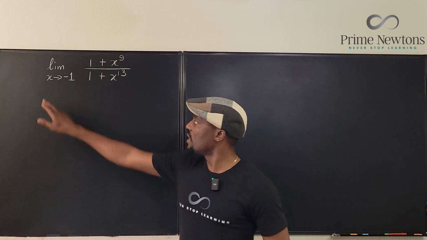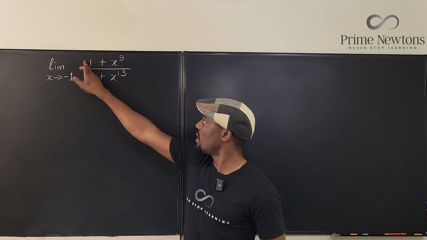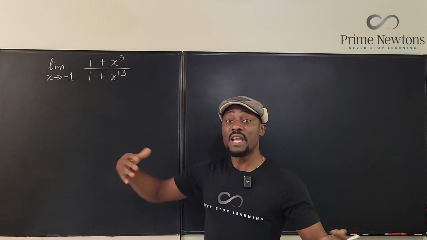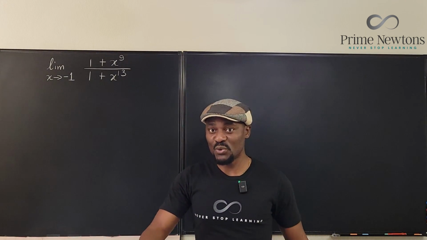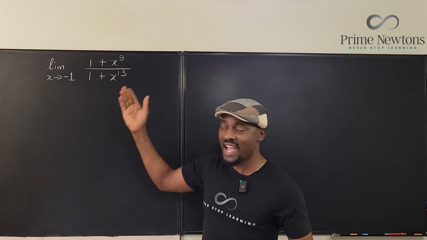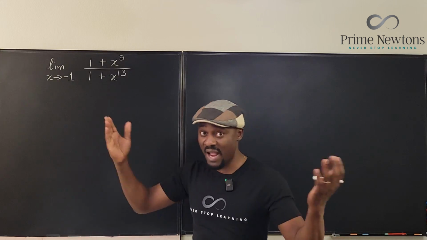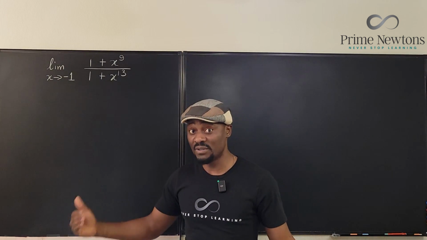So we know that if we plug in x equals minus 1, we're going to get 1 plus minus 1, which is 0 on top and 0 under, an indeterminate form because we get 0 over 0. If you can use L'Hopital's rule, you just take the derivative of the top and of the bottom. You get 9x on top, 13x under, plug in minus 1, you get minus 9 over minus 13, and your answer is going to be 9 over 13.